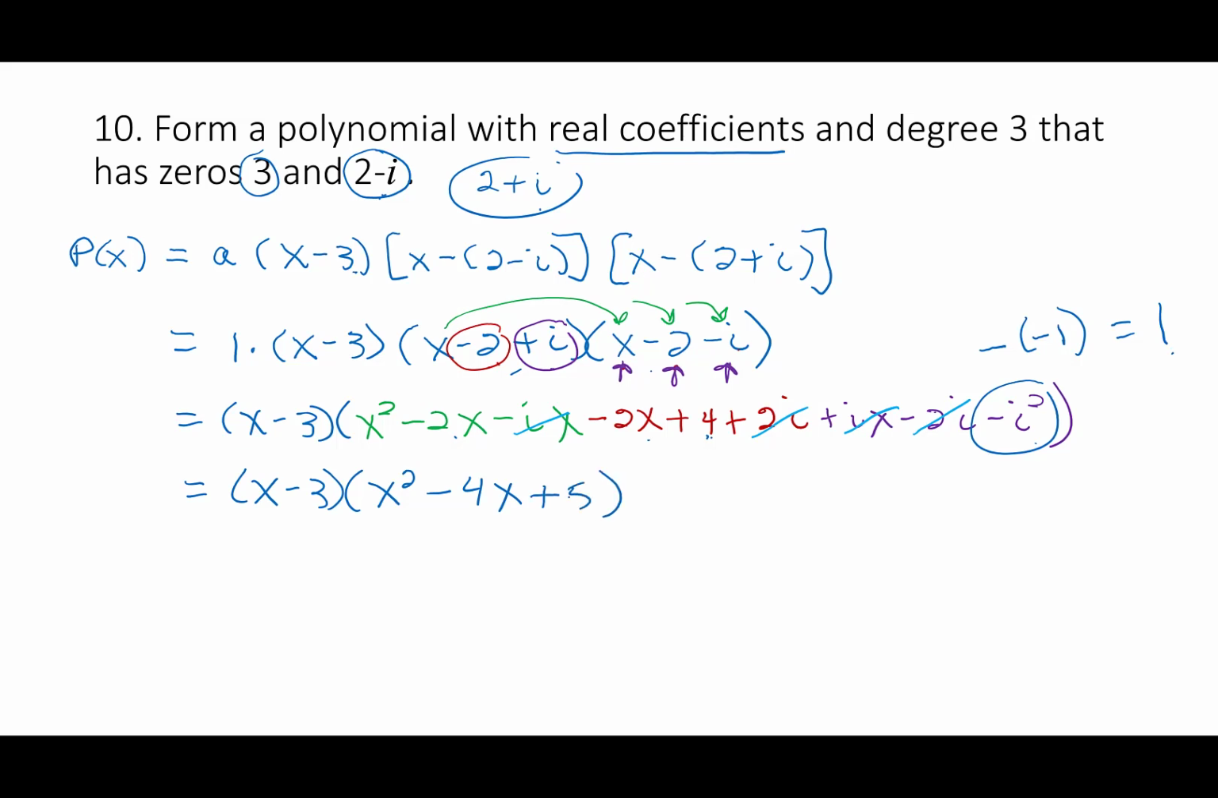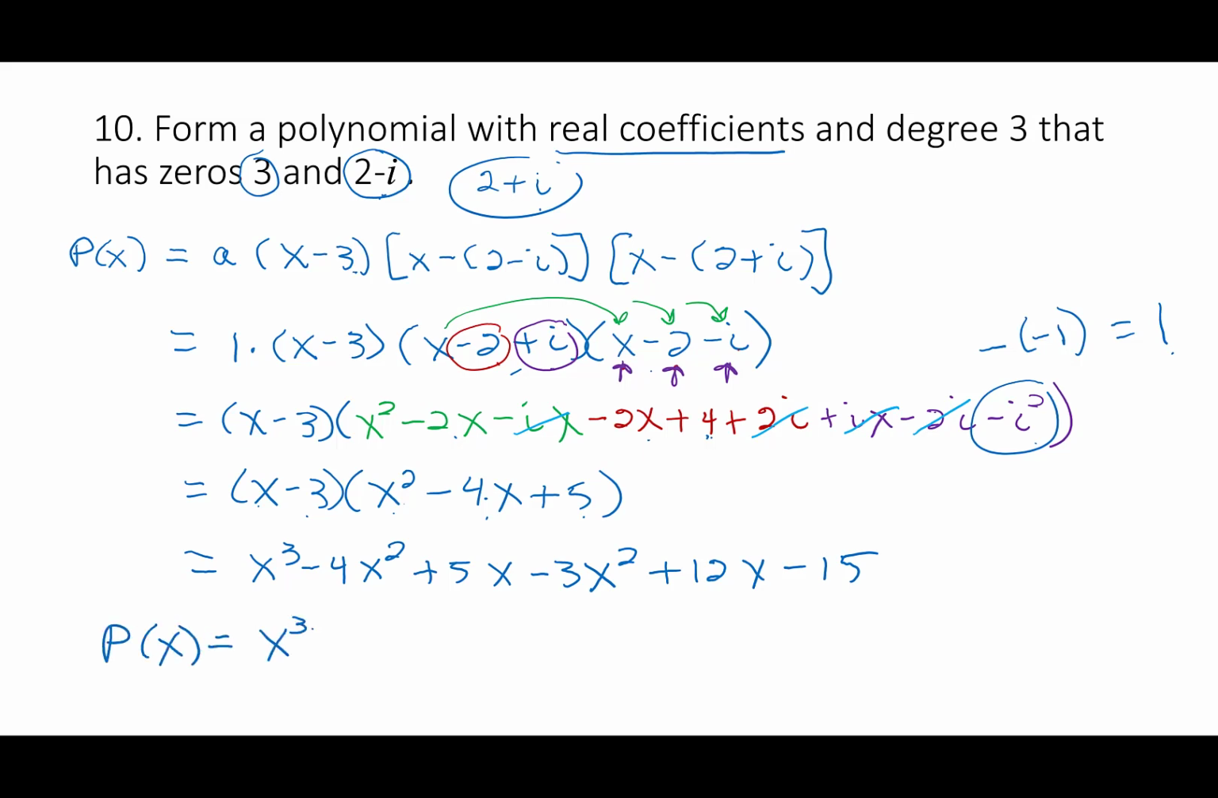And now I multiply x minus 3 times x squared minus 4x plus 5, starting by multiplying through by x here. x cubed minus 4x squared plus 5x, and then multiplying through by -3: minus 3x squared plus 12x minus 15. We end up finally with P of x equals x cubed minus 7x squared plus 17x minus 15. And that sounds like what I got earlier when I worked this out. Let me double check.